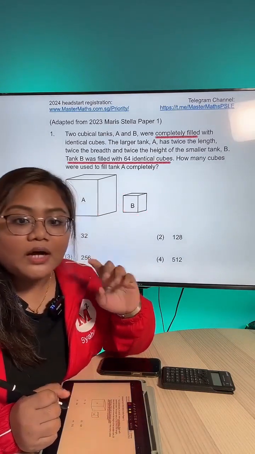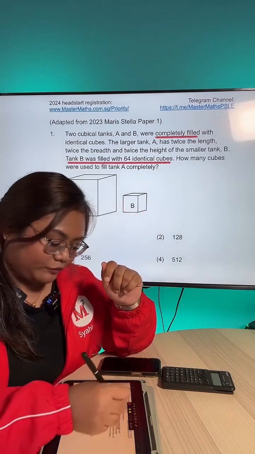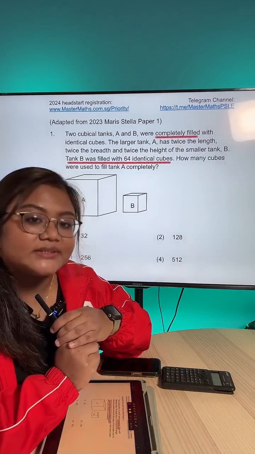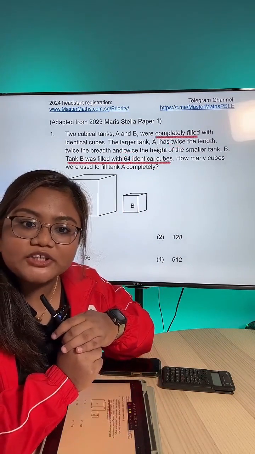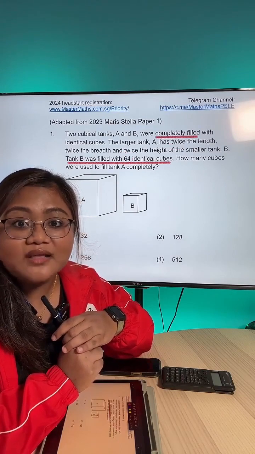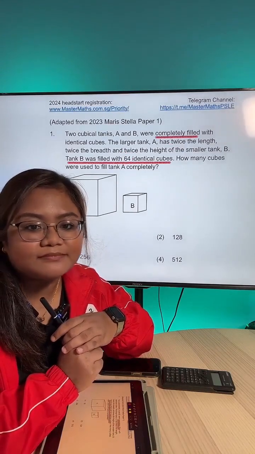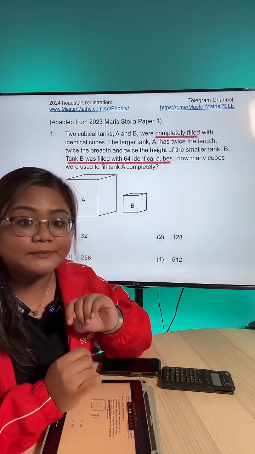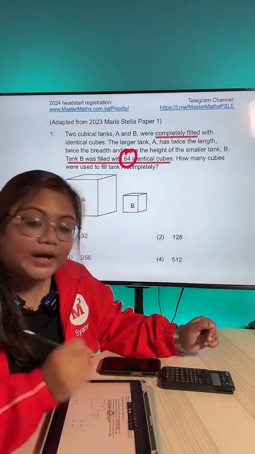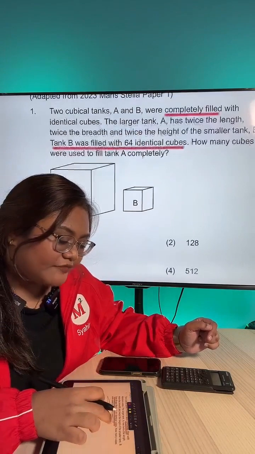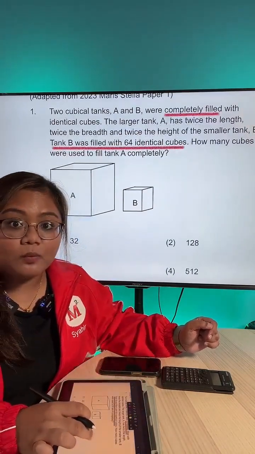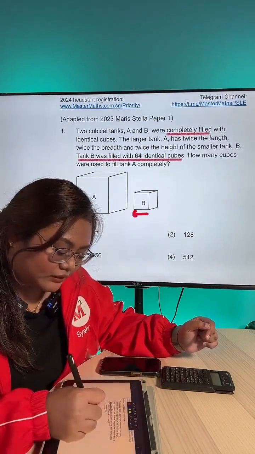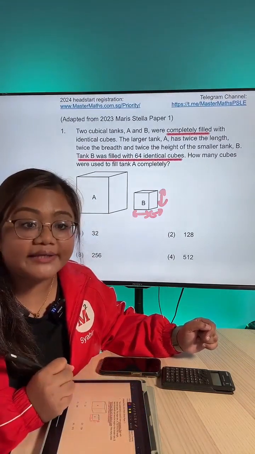A lot of students will do 64 times 2 because they say twice. Do you think this will be correct? A lot of you have given this as the answer. You're right, we cannot do 64 times 2. Why is that so? We are given 64 identical cubes. What we can do is find out how many cubes can fit along the length, along the breadth, and along the height of B.